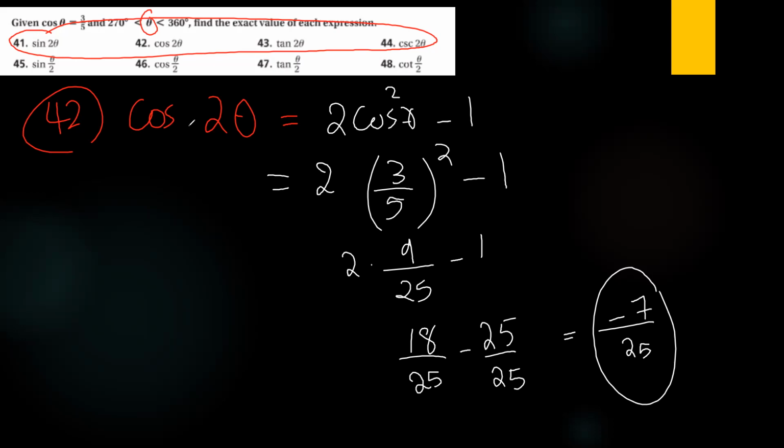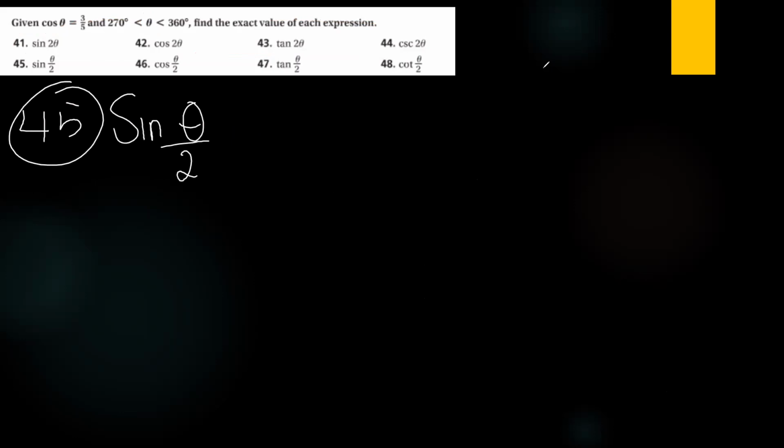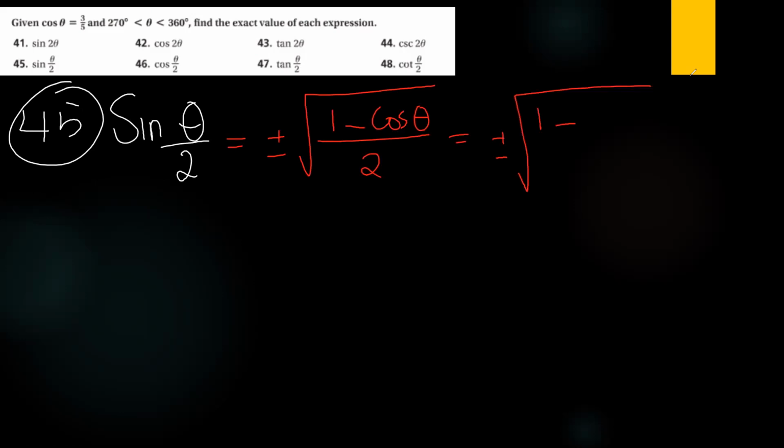Now for this question, I will send you the answers, in order to check your understanding. Now let's solve number 45: sine of theta over 2. As I told you, in order to solve them you need 3 steps. The first one, find cosine. We have it, it's 3 over 5. So go to the next step. It's plus or minus the square root of (1 minus cosine theta) over 2, which is 1 minus 3 over 5, over 2. So it will be positive or negative.